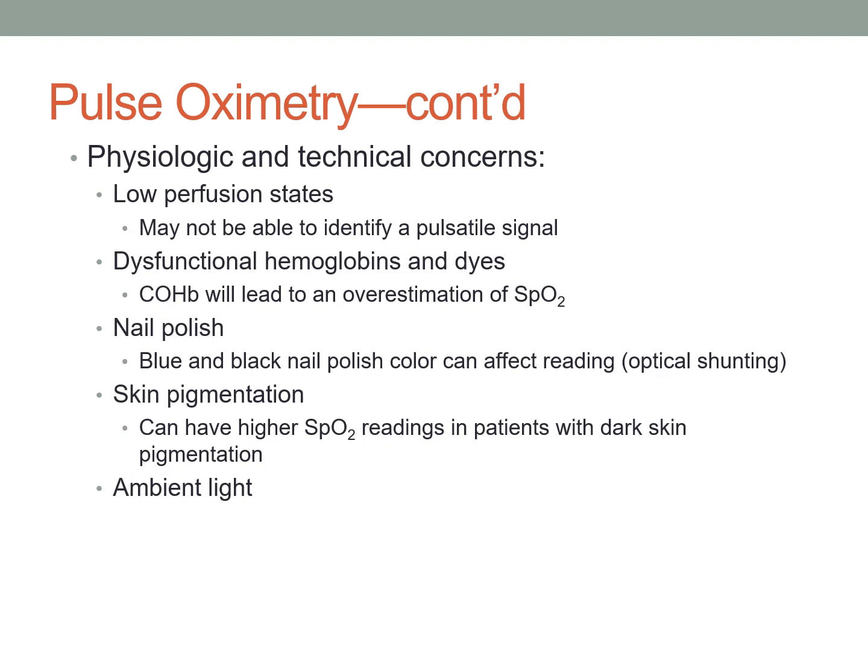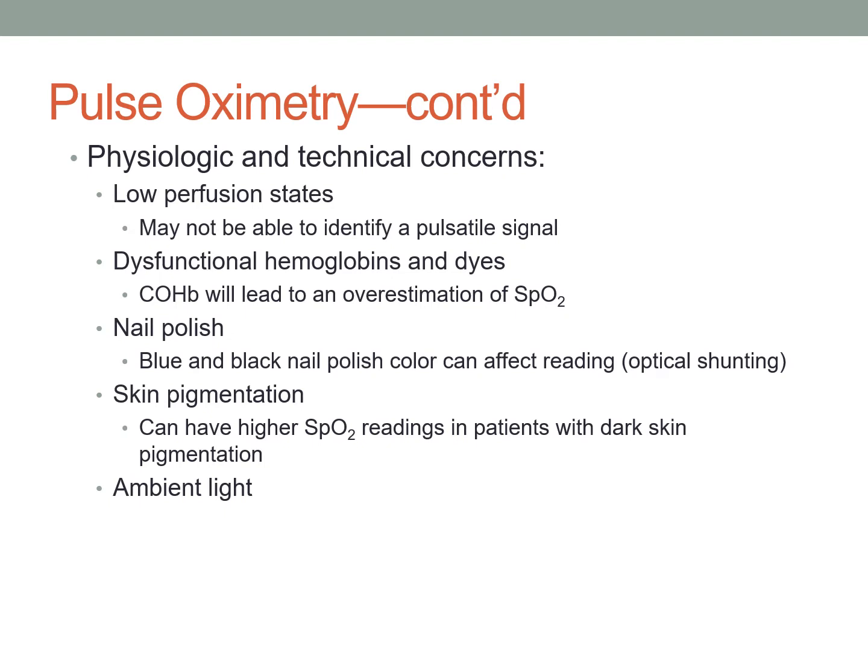Again, you have dysfunctional hemoglobins and dyes. Carboxyhemoglobin can lead to an overestimation of your SAT. Nail polish can affect the reading. Skin pigmentation: you can have a higher SAT level in patients with darker skin pigmentation. And ambient light. Sometimes, if you're up in the nursery and they have those really bright lights on the baby, it's best if you can cover up the hand a little bit with a blanket, or just shadow it a little bit so that it doesn't affect the reading on your pulse ox.